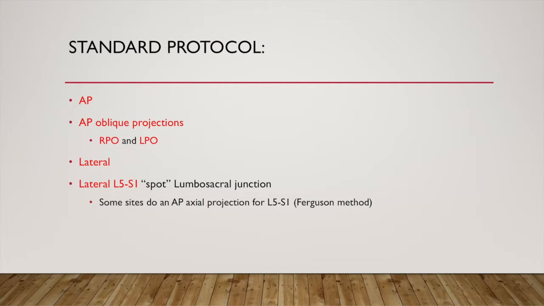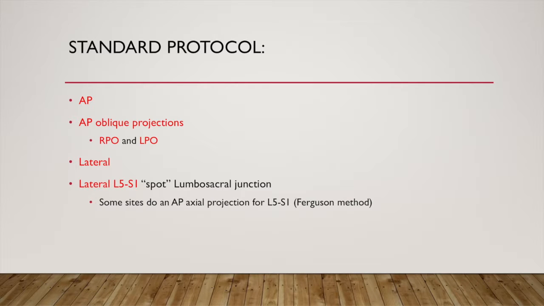This is the standard protocol for most healthcare facilities. It includes an antero-posterior projection, an AP oblique projection, either RPO or LPO, a lateral projection, and lastly, a lateral L5-S1 spot projection. Postero-anterior projections can replace the antero-posterior projections as well as the PA obliques replacing AP obliques. However, PA projections are less common than AP projections because AP projections are typically more comfortable for the patient.